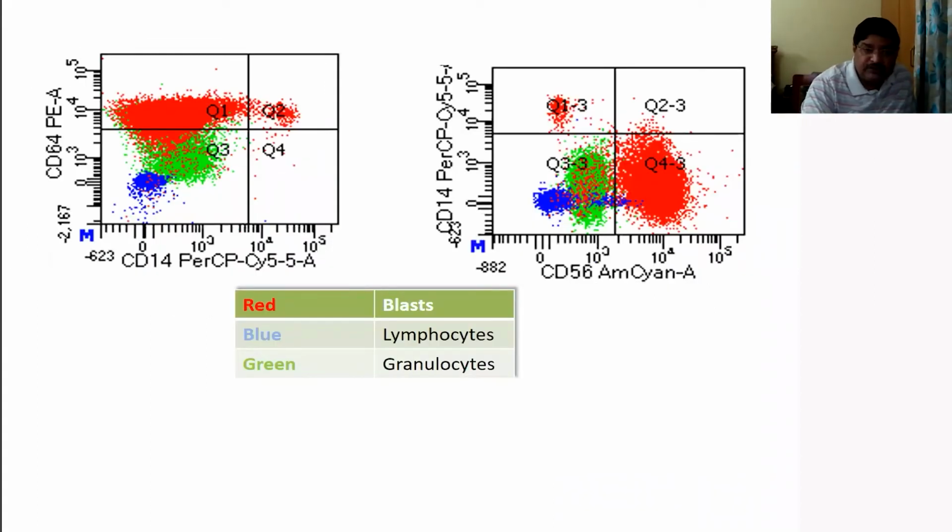So if you see this plot, they are positive for CD64, which is a monocytic marker. They are positive for CD56, negative for CD14. Very small population is CD14 positive, and very small population is CD14 positive as well. So primarily CD64 being positive. Next.